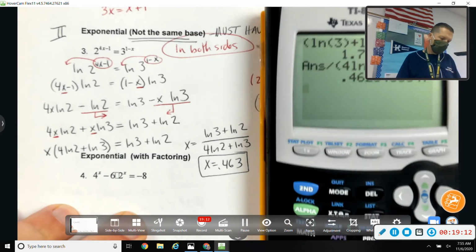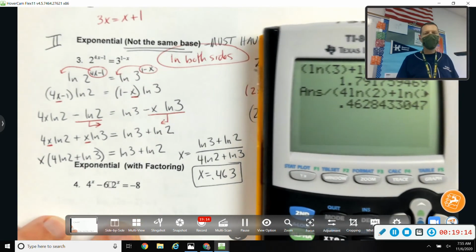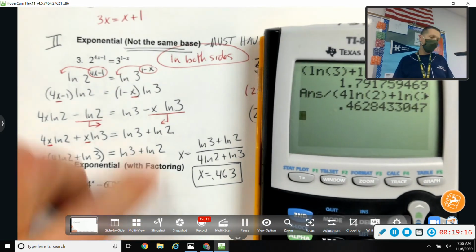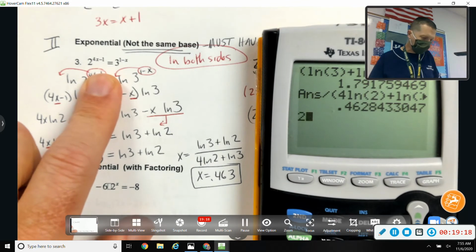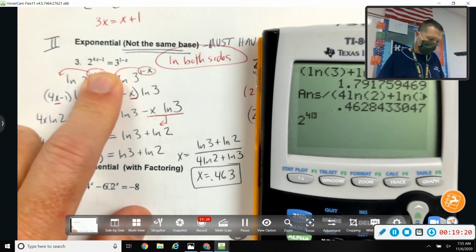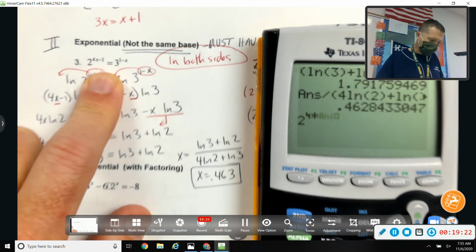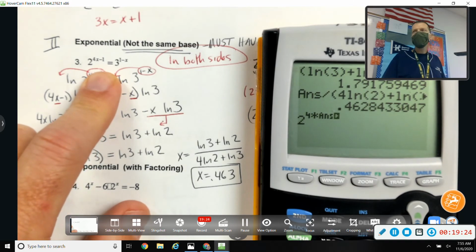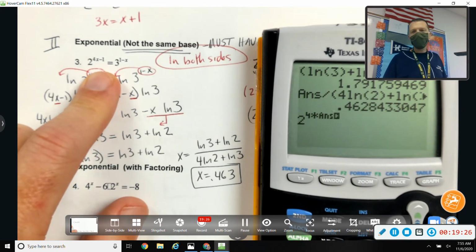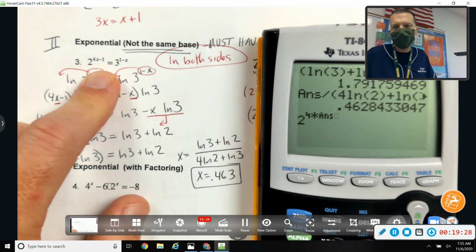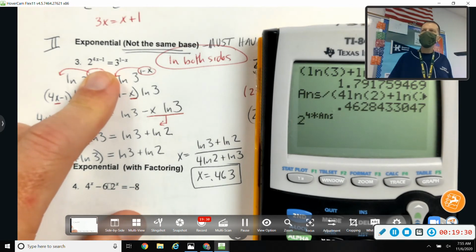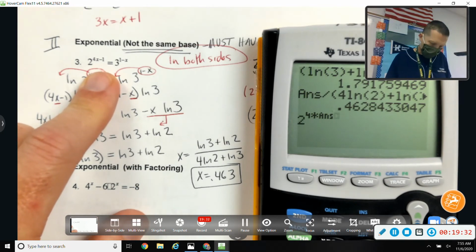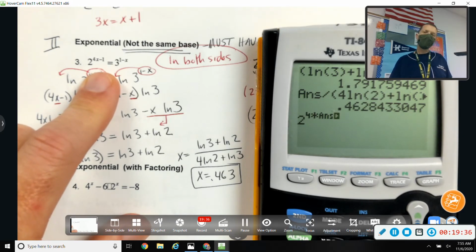And this would be a great one to check, because that was a whole lot of algebra. So strongly recommend you check on these. By the way, are you guys familiar with the answer button on the calculator? It's fabulous. It means you don't have to type in 0.462843347 whenever you want to use it. You hit second, and then the negative button says answer, and so it'll use that.